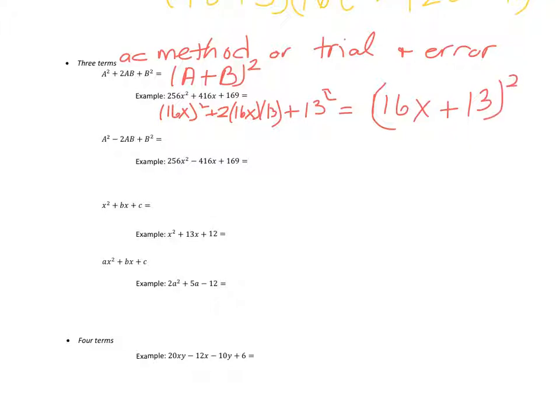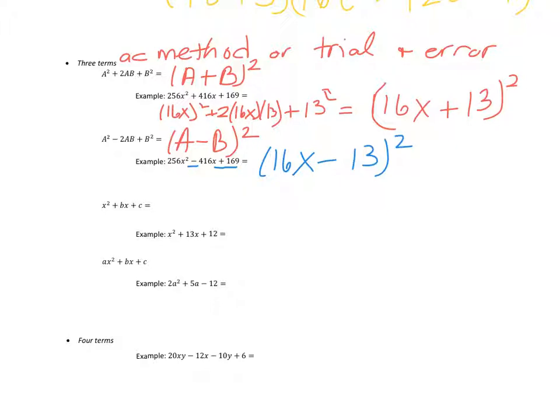Okay, and if the middle term is negative, like in this next example, it's going to be (a minus b) squared. So the thing that would change in the bottom example, notice the c is positive, and now b is negative. Same numbers, but it'd be (16x minus 13) all squared.